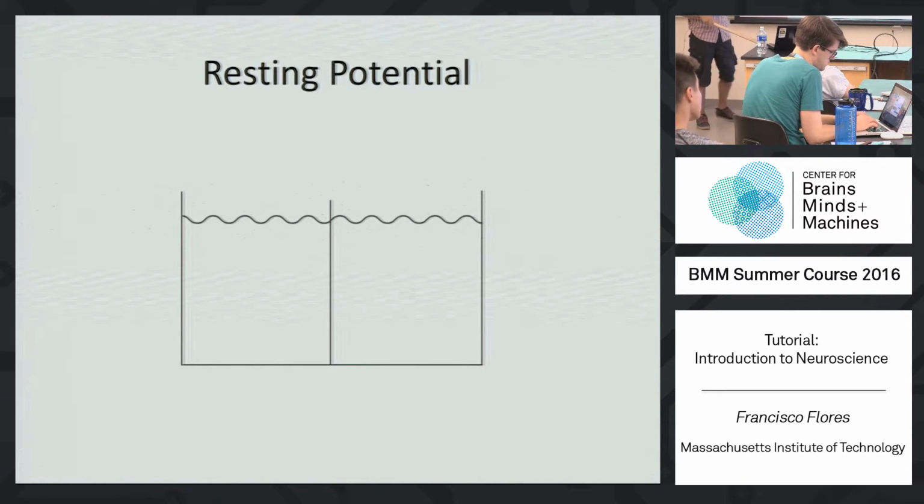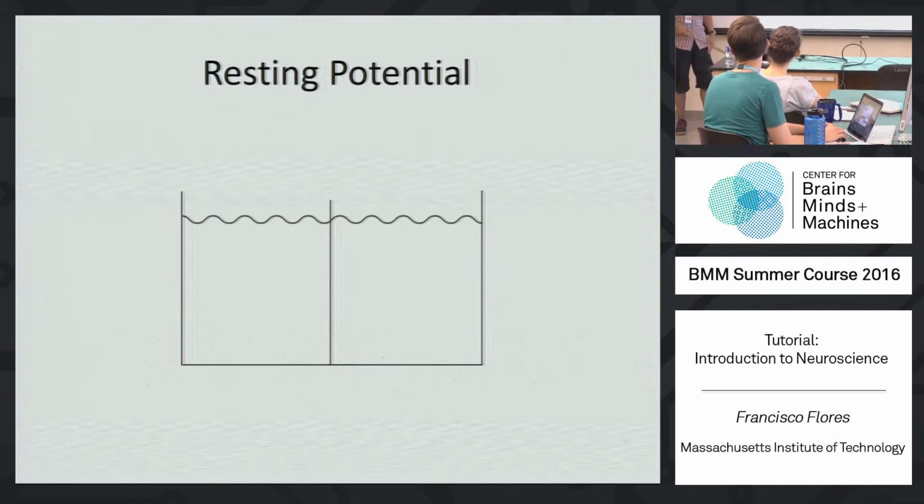So to make things simple, let's start with a model. The most simple model you can imagine is a container that has water in it, okay? And you are able to put a separation here, a barrier, that is going to separate this container into these two different sections.